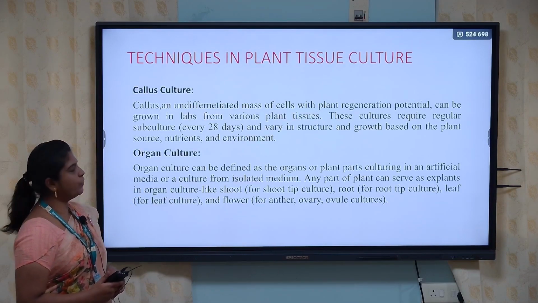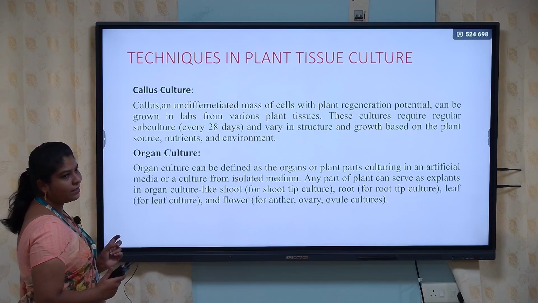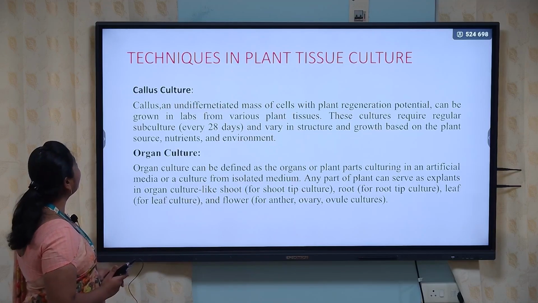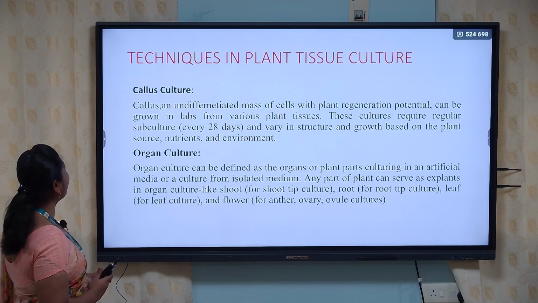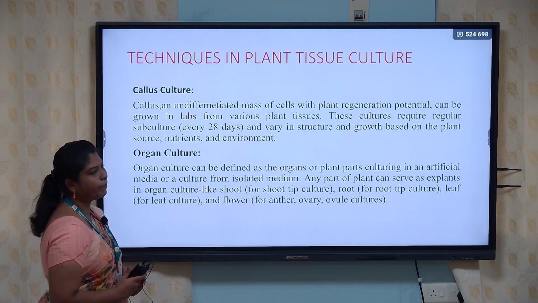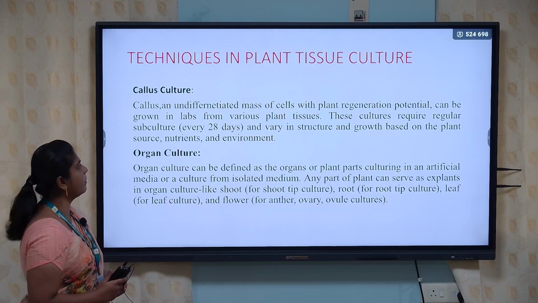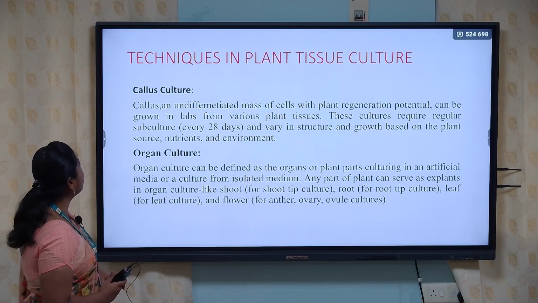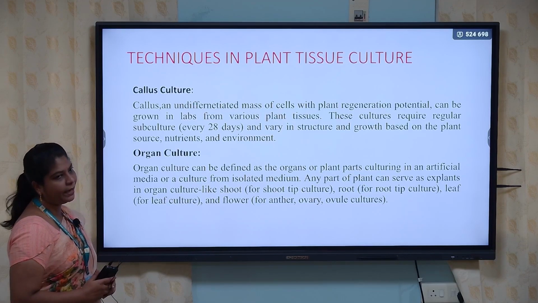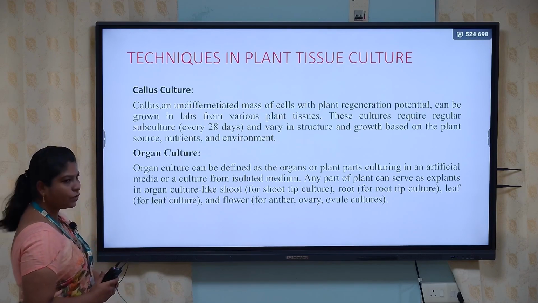Techniques in plant tissue culture. There are three types. Let us discuss some of the types here. Callus culture. Callus is an undifferentiated mass of cells with plant regeneration potential and can be grown in labs from various plant tissues. These cultures require subcultures every 28 days and vary in structure and growth based on the plant sources, nutrients and the environment.